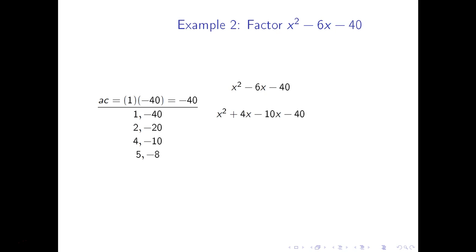All right, so hopefully you realize I can pull x out of the first two terms and minus 10 out of the second two terms. So I get x times (x plus 4) minus 10 times (x plus 4), or in other words, (x minus 10) times (x plus 4). That's it. Again, we can multiply this out to double check our answer.